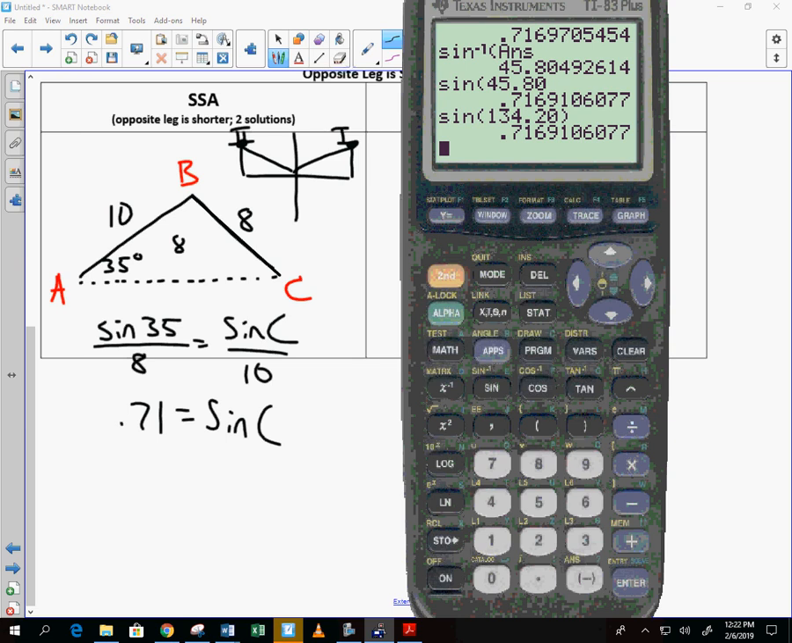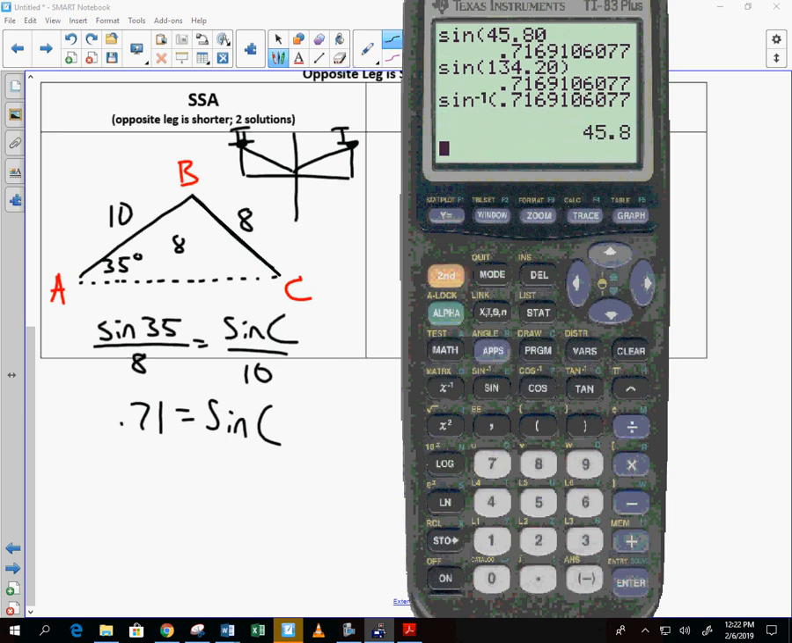Yeah. And so it's like, hey, sine of 45.8 gives me that, and the sine of 134.2 gives me that. But when you sine inverse 0.71691, it only comes up with one result. It only picks out the acute angle. It doesn't pick out the obtuse. And that's why you've got to set up two triangles.